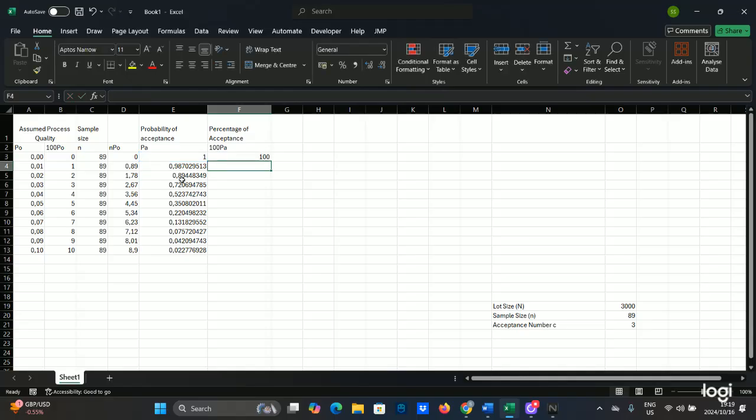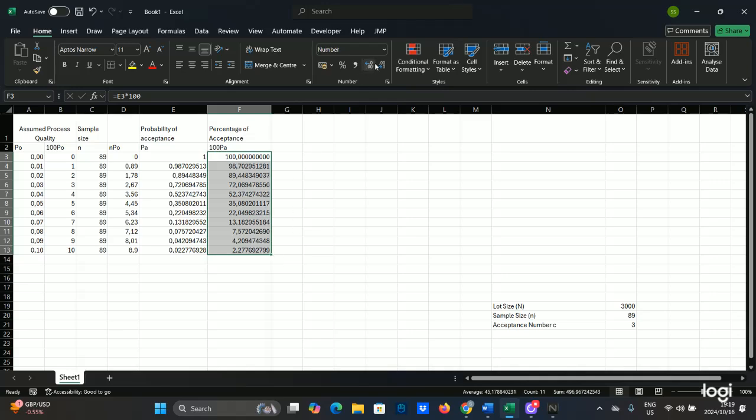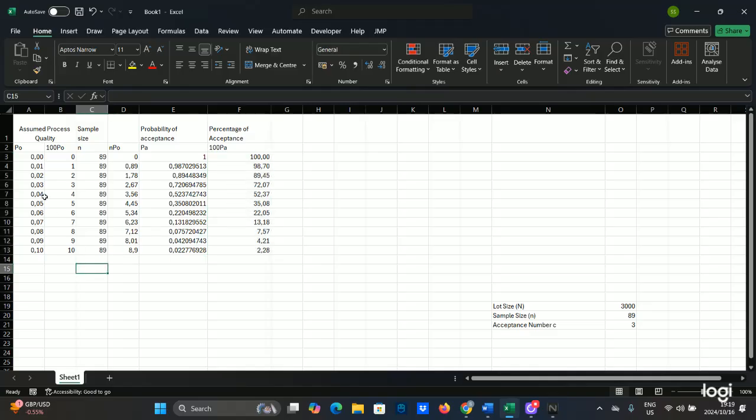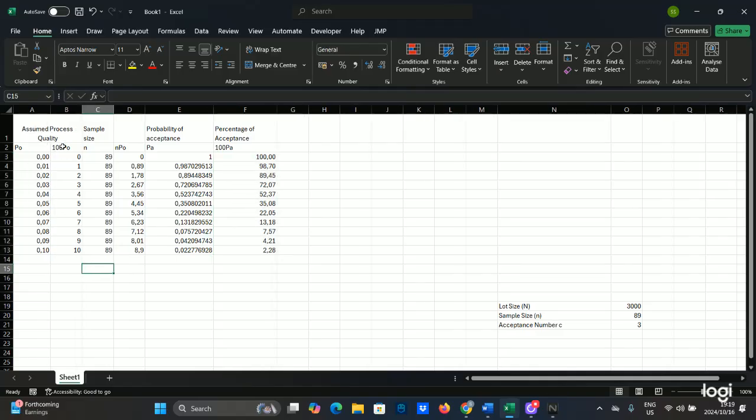So now after I multiply this by 100, I can drag my formula like this, and then I can reduce these numbers to make it more clean. Before I get my probability of acceptance, I can sketch my OC curve. For the OC curve, your X is going to be given by the percentage of non-conforming, against the probability of acceptance.